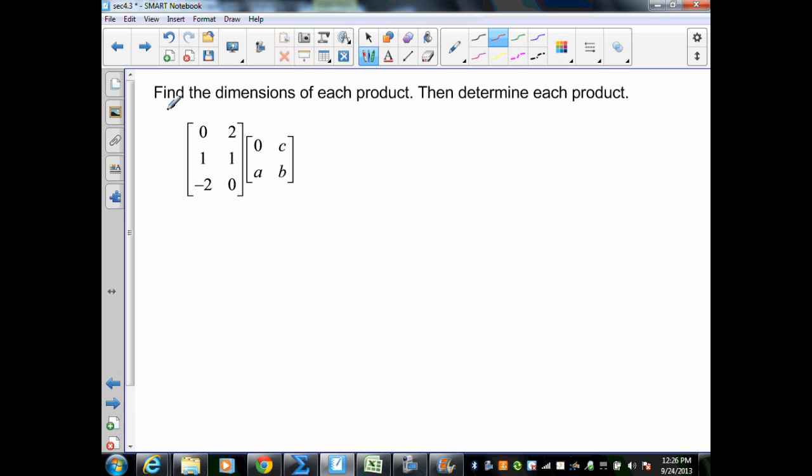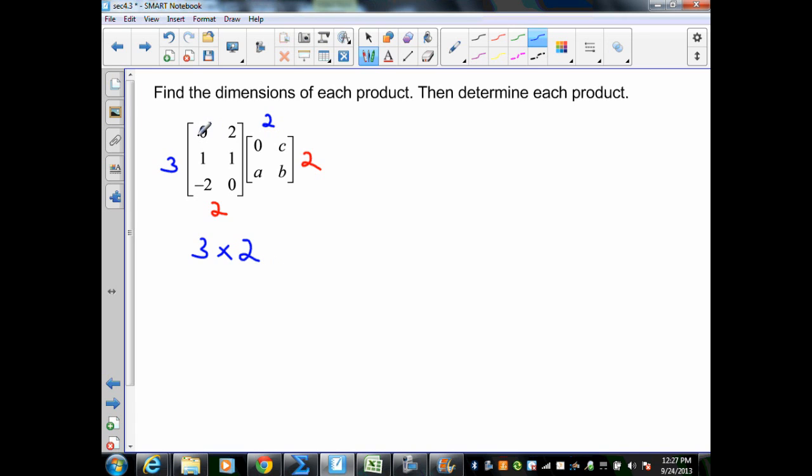Again, we want to find the dimensions of each product and determine each product. Let's verify that we can find the product of these two matrices. Matrix A has 2 columns. Matrix B has 2 rows. Therefore, that verifies that we can find the product of these two matrices. Let's determine what the dimensions of the product will be. This has 3 rows, 2 columns. Therefore, my product will have 3 rows and 2 columns, or a 3 by 2 dimension.